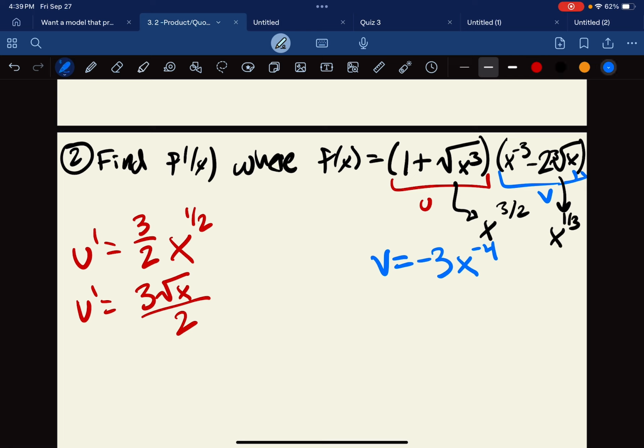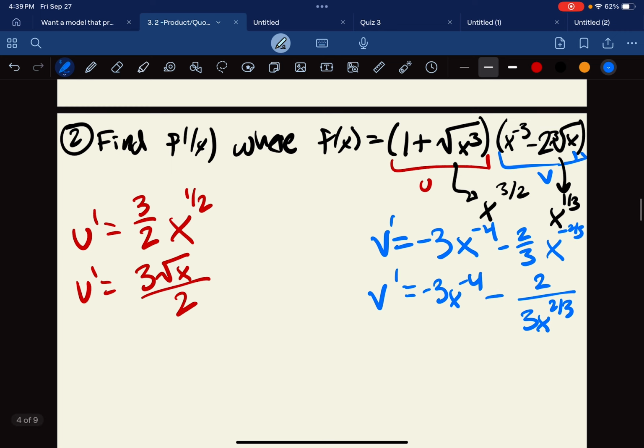So that becomes negative 2 times 1/3, so negative 2/3 times x, and then we subtract 1 from 1/3. 1/3 minus 1 is negative 2/3. So v prime equals negative 3 times x to the negative 4 minus 2 over 3x to the 2/3, because we get rid of that negative exponent by bringing it down into the denominator.